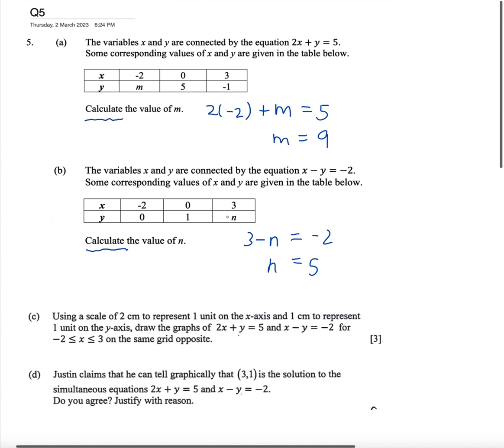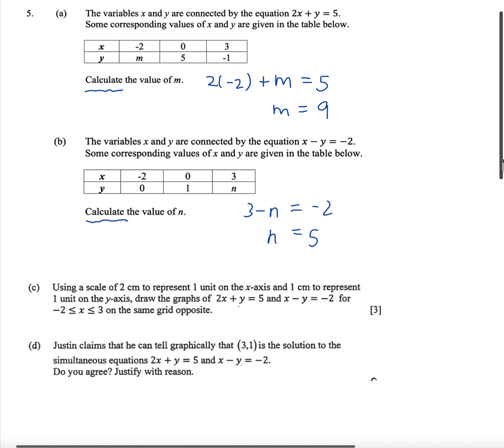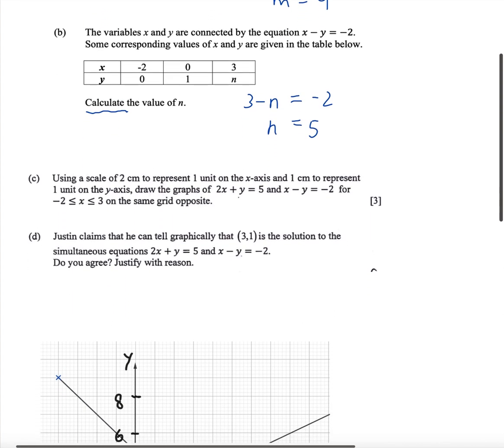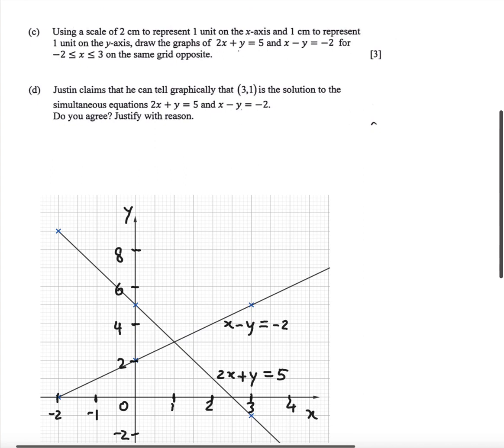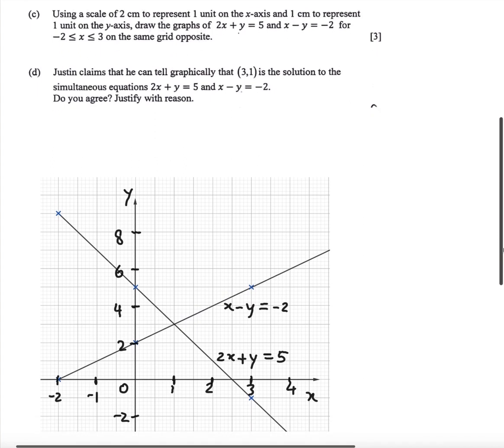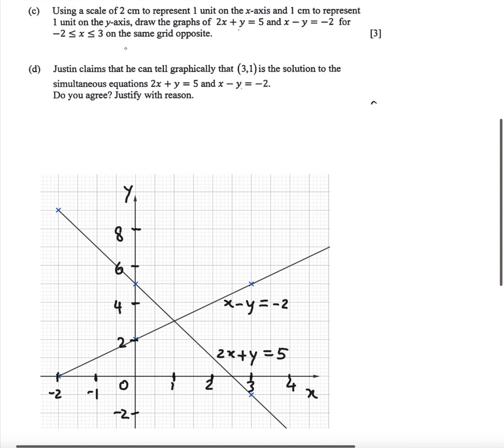Now that we have the completed tables, we can use it to plot our graphs. When we draw the graphs, we need to pay attention to certain aspects of the graph. First is the scale. The scale is 2 cm to 1 unit on the x-axis. When we see a 2 cm, that is the size of one big square. So on the x-axis, 2 cm, the size of one big square, represents 1 unit.